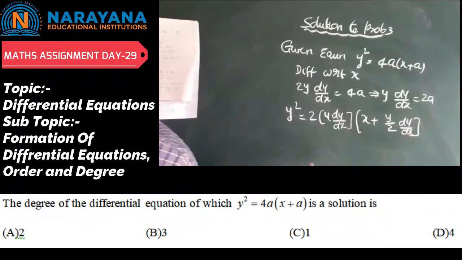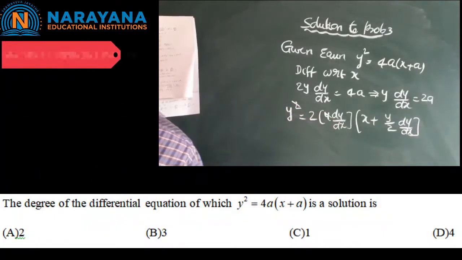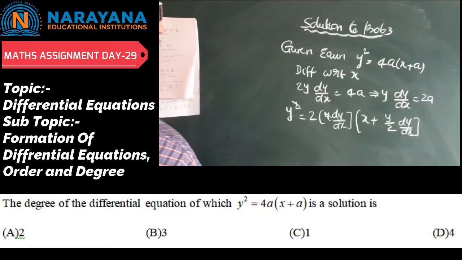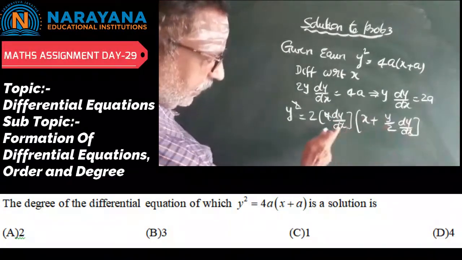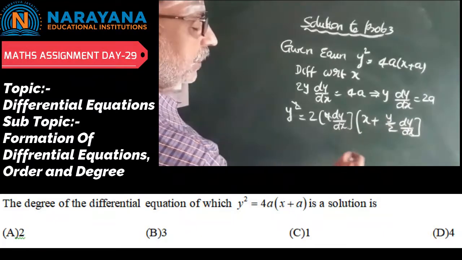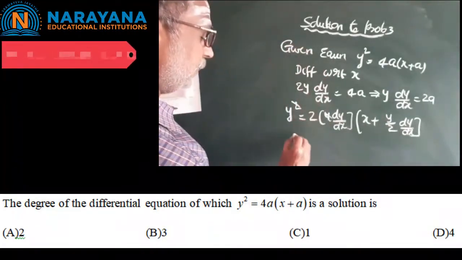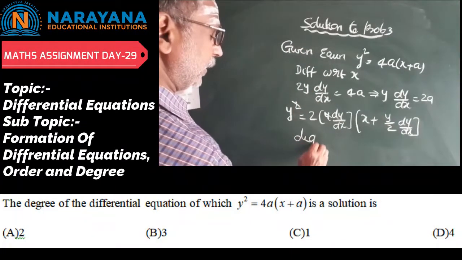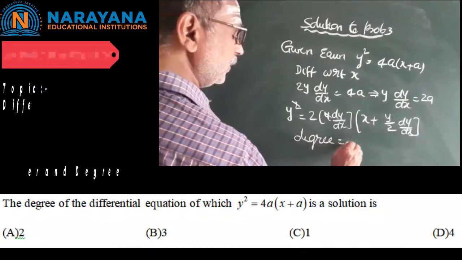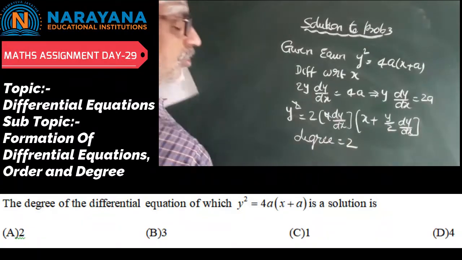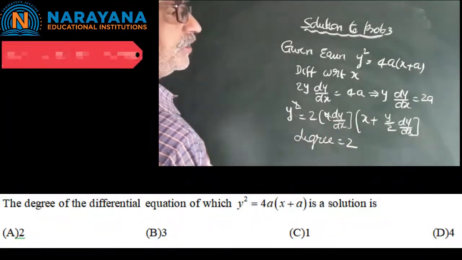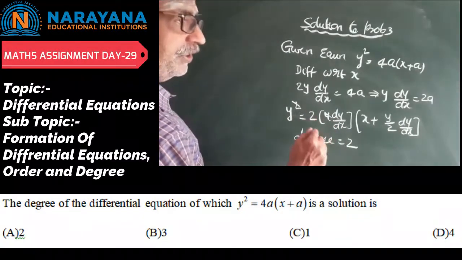Now you can cancel this. After taking LCM and multiplying, you can get dy by dx whole square. So highest order derivative is 1. We need to find out degree. Degree of this is given by 2 because we are getting dy by dx whole square. That is why degree is given by 2. Order is 1, which is not asked.